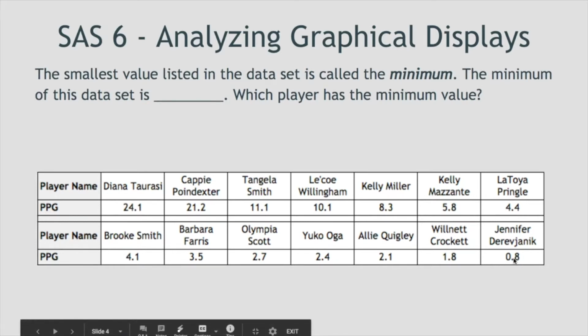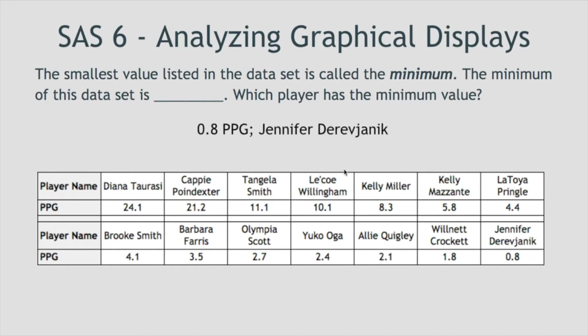So the player with the least amount of points per game is Jennifer Drabjanek. I can't say her name. And that is the answer to this question, at 0.8 points per game. Jennifer Drabjanek.